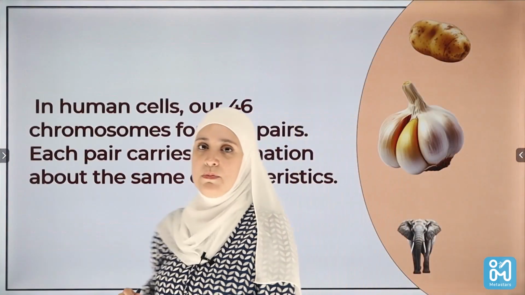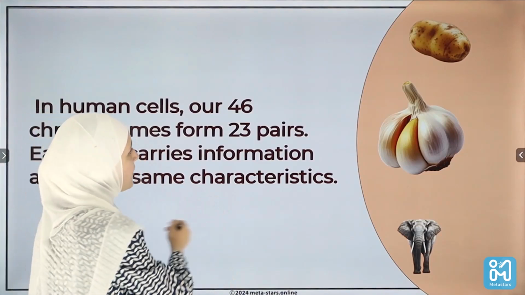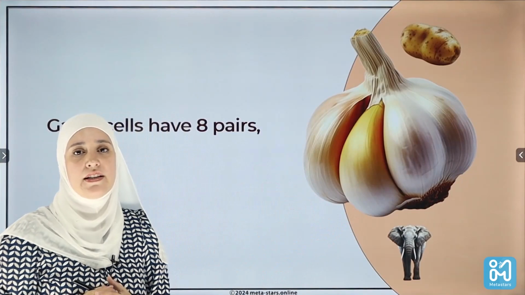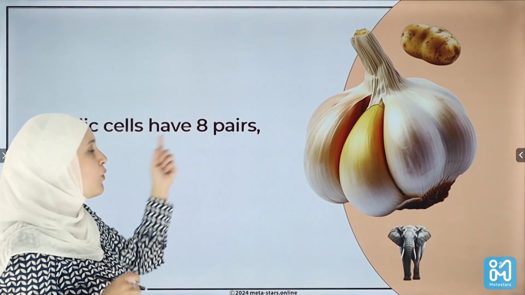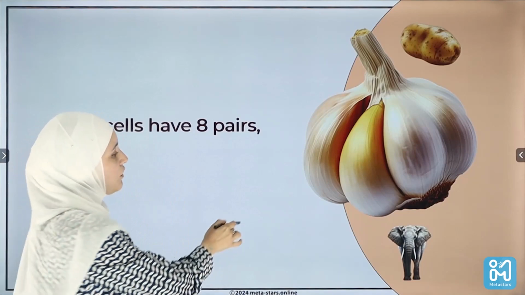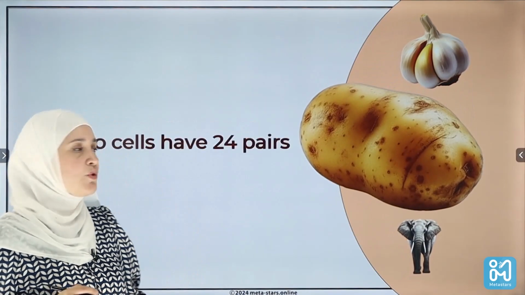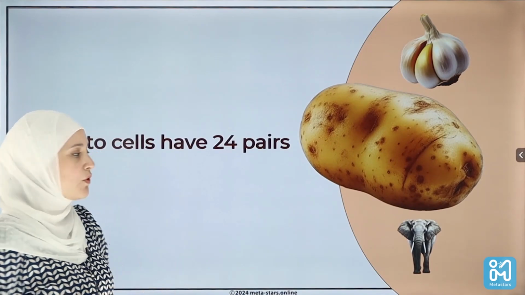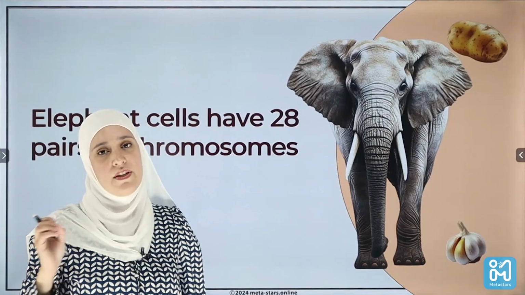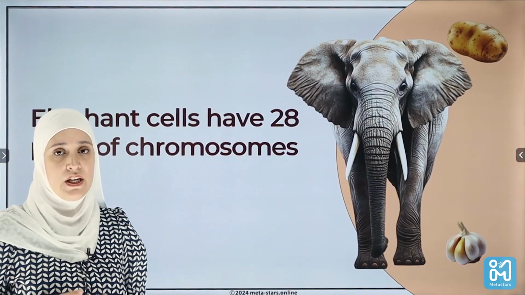So again, let me remind you that human cells contain 46 chromosomes, while garlic contains 16 chromosomes, or 8 pairs, because it's made of 2 strands. Potato contains 48 chromosomes, or 24 pairs of chromosomes. At last, elephants contain 56 chromosomes, or 28 pairs of chromosomes in general.